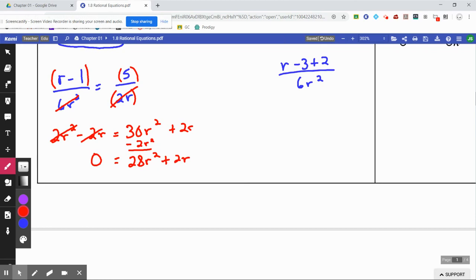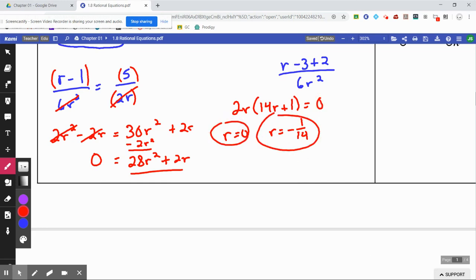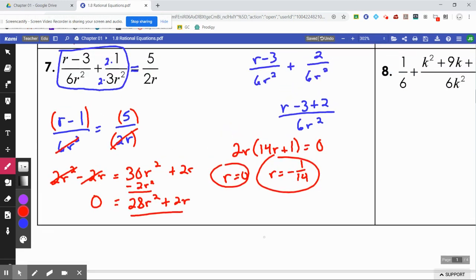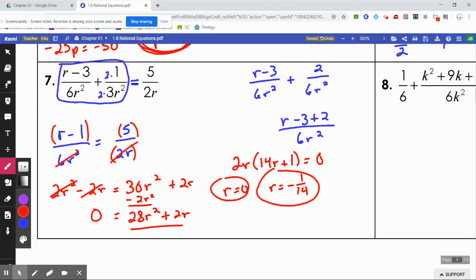We now factor this, and that gives me 2r times parentheses 14r plus 1 is equal to 0. Set each factor equal to 0 and solve it, and you'll get that r is equal to 0 or r is equal to negative 1/14. And there are your two answers. However, go back to your original and make sure that both of those answers are legal.